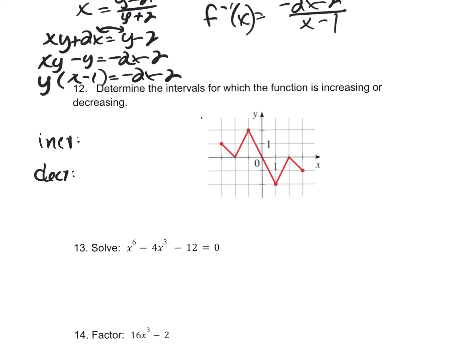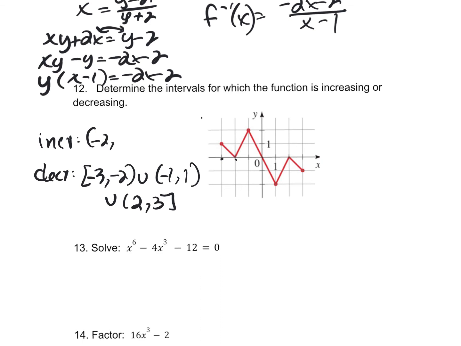So my x's, that's -3, that's -2. So it's decreasing from -3 to -2. It's also decreasing from -1 to 1. It's also decreasing from 2 to 3. Bunch of decreasing. It's increasing from -2 to -1, which is right there, by the way. It's also increasing right here, which is 1 to 2. Okay, so again, make sure you use x coordinates only.